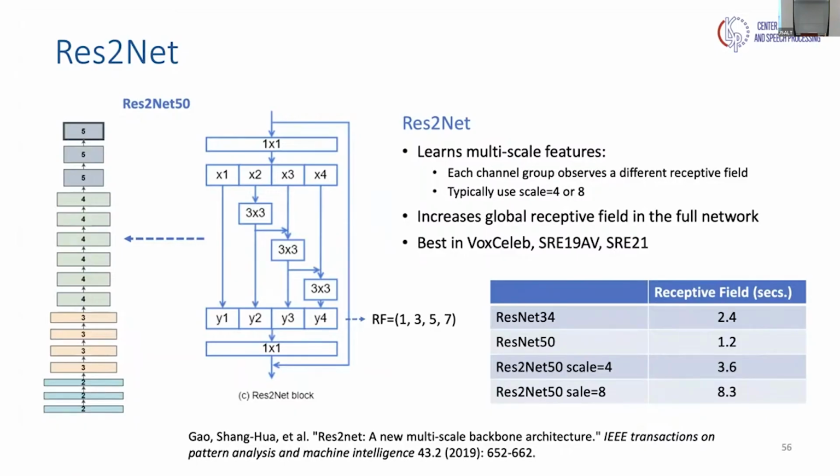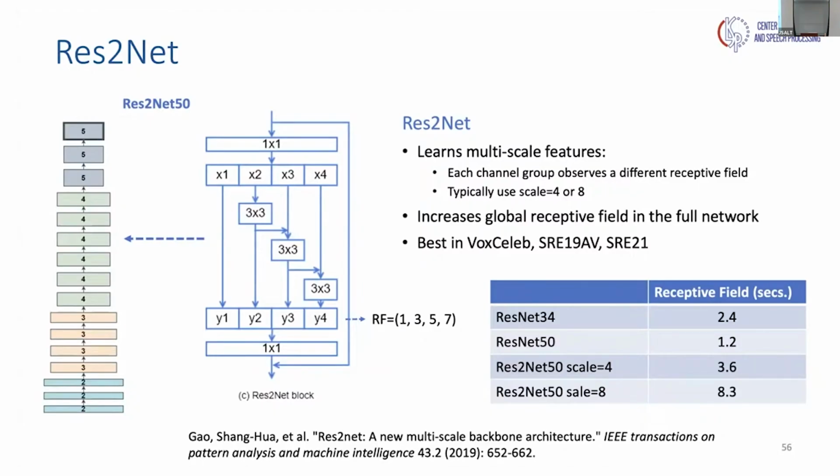And if you increase the scale also, sometimes 4 is used, sometimes 8 is used, you can have larger and larger receptive field. So you accumulate the whole receptive field of the network. So for example, ResNet34 will give you 2.4 seconds of receptive field.